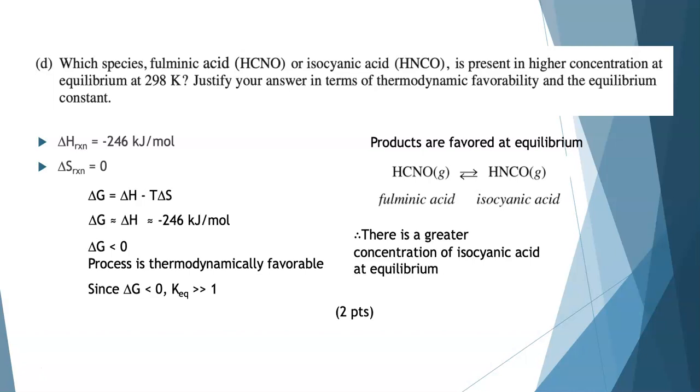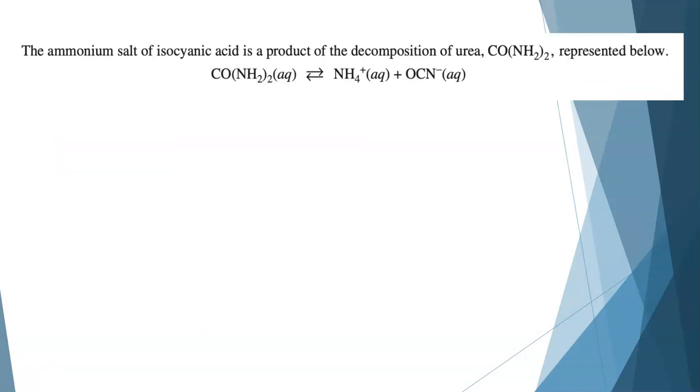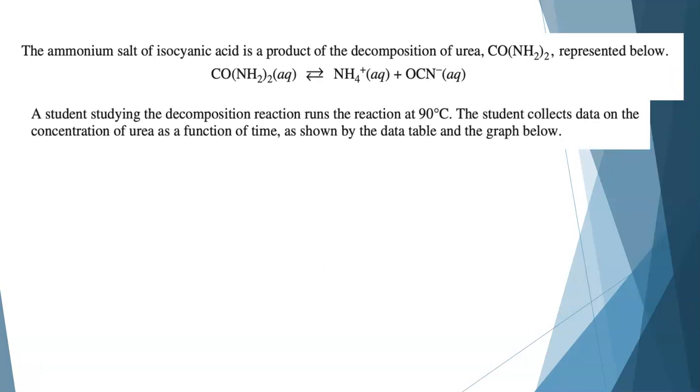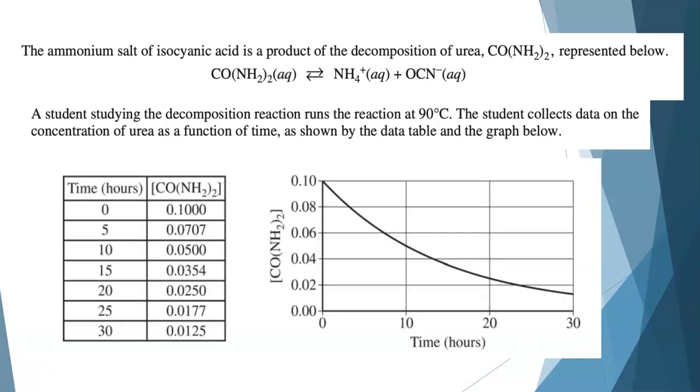And so coming to the statement that there's more isocyanic acid at equilibrium is what you needed to do for the second point here. The ammonium salt of isocyanic acid is a product of the decomposition of urea, which is shown here below. A student studies the decomposition reaction at 90 degrees and collects data as a function of time, the concentration of urea as a function of time, and here's our data. So we have a table of data and a graph of that data.